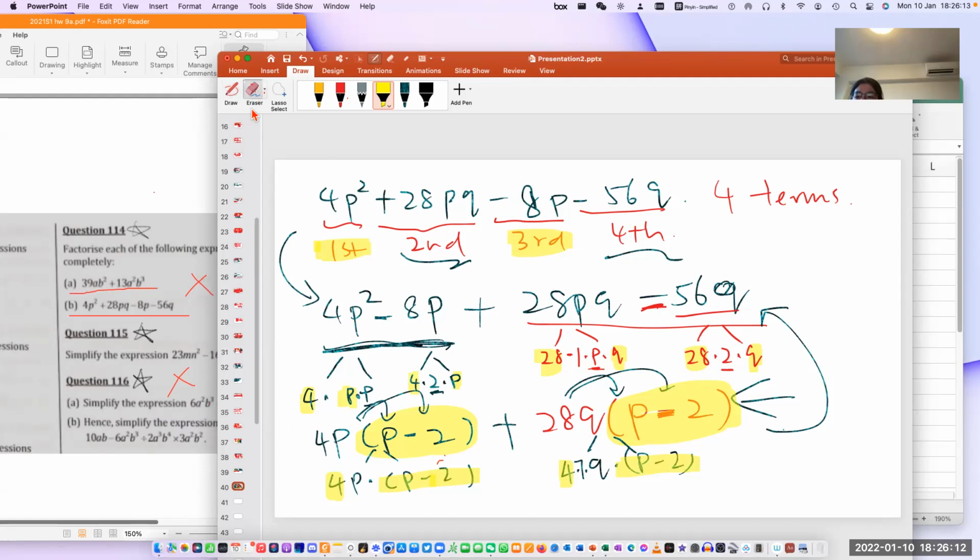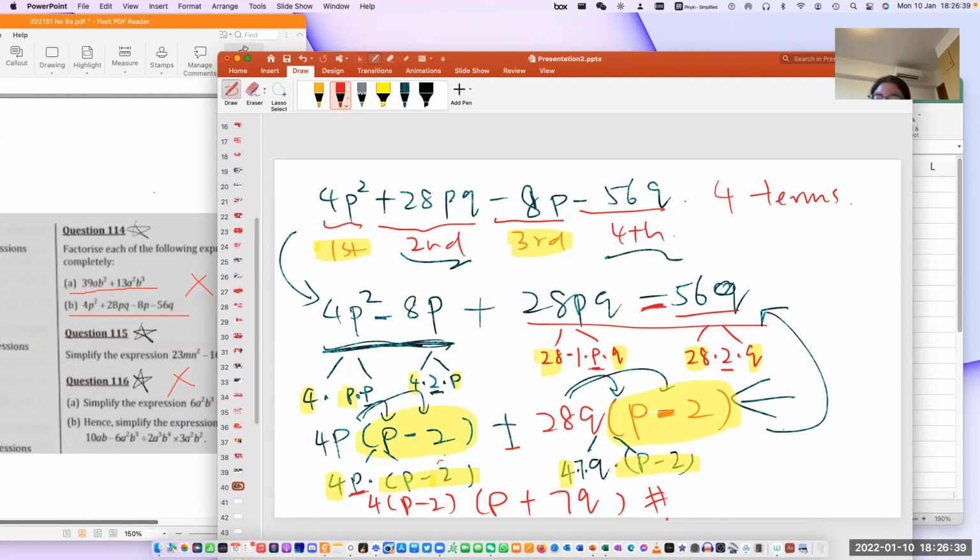Then take out common 4 bracket p minus 2. So 4p minus 2 is common. So if you take it out from here, p left. If you take out from here, this is a plus 7q. That's the answer. That's the answer for this question. All right.